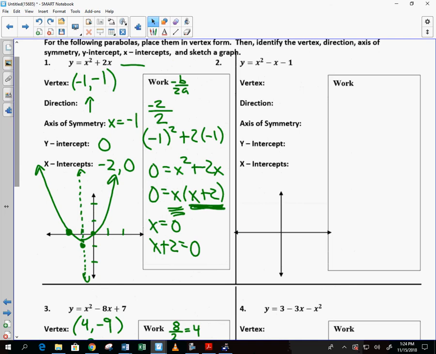Do two more together here. Direction. Up. Y-intercept. Negative 1. How do I find the vertex? Negative b divided by 2a, so 1 divided by 2. Uh-oh. I've got a fraction.